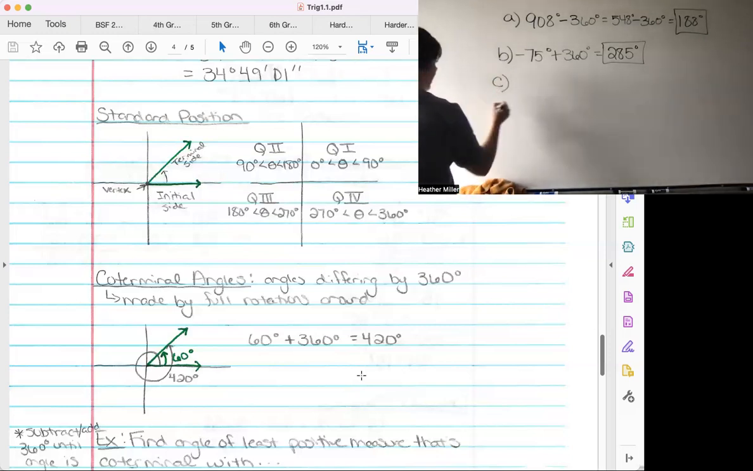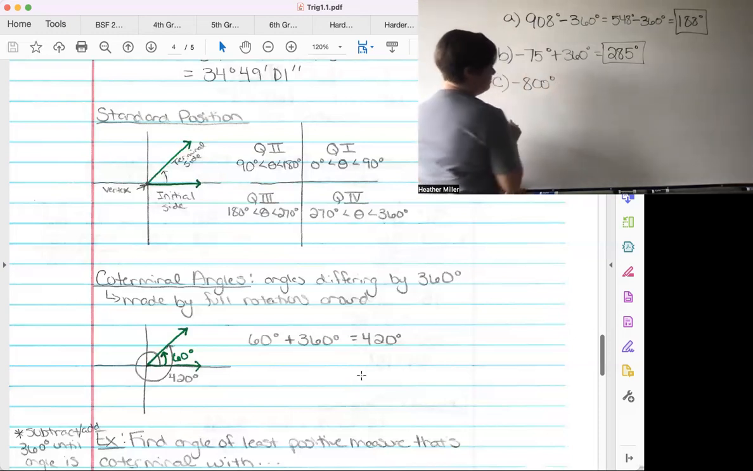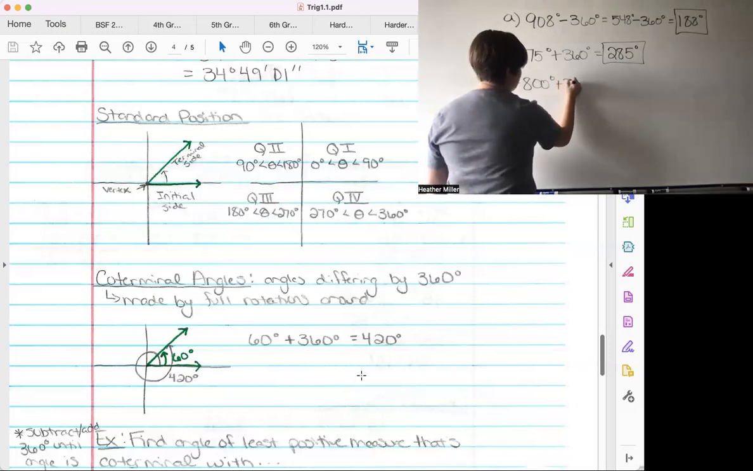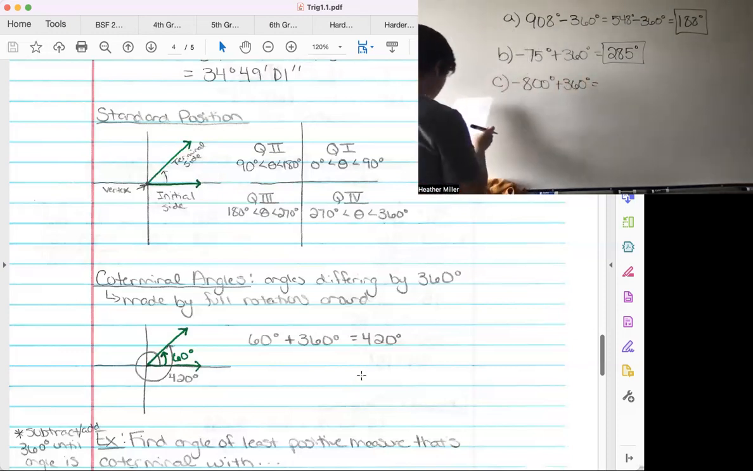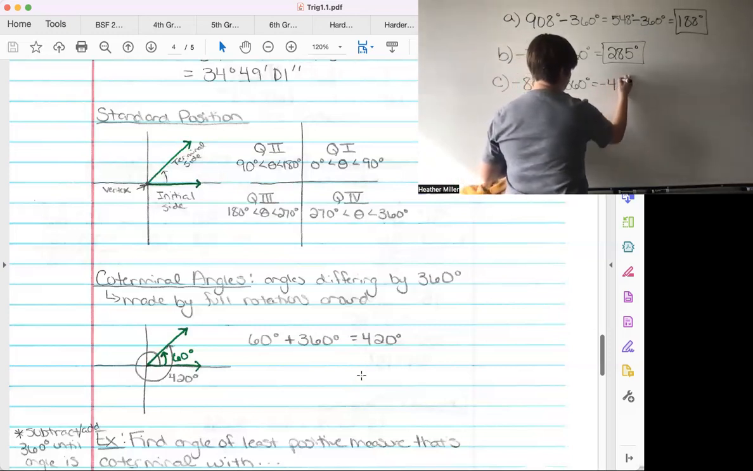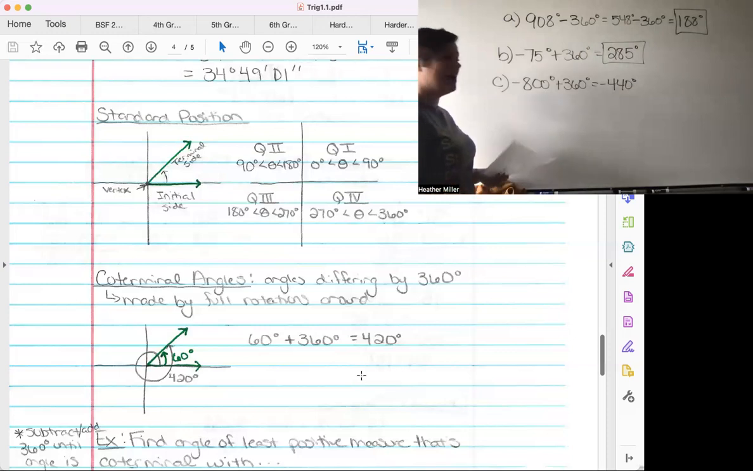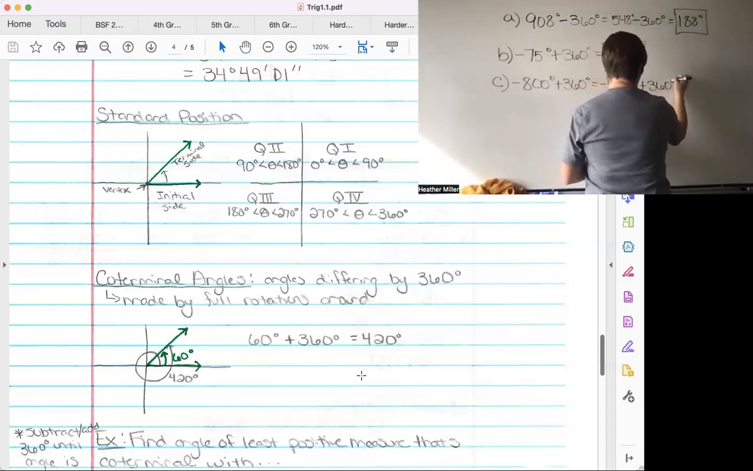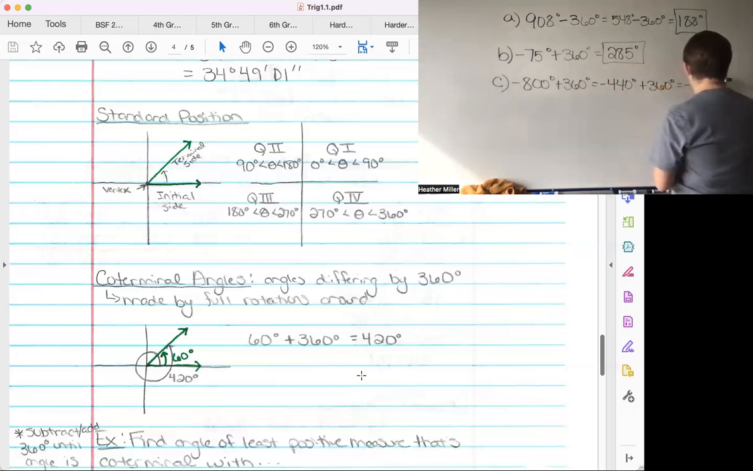For C, I have negative 800 degrees. Again, it starts negative, so I'm going to add 360 degrees to it. And that's going to give me negative 440. That's still not positive, so I'm going to add another 360. When I add another 360, I get negative 80.